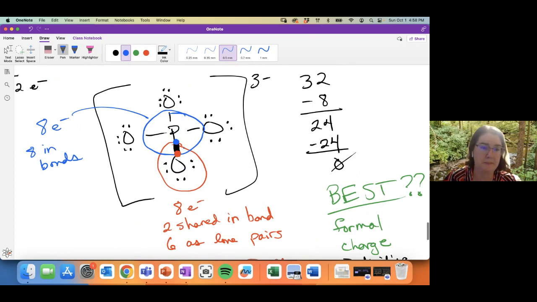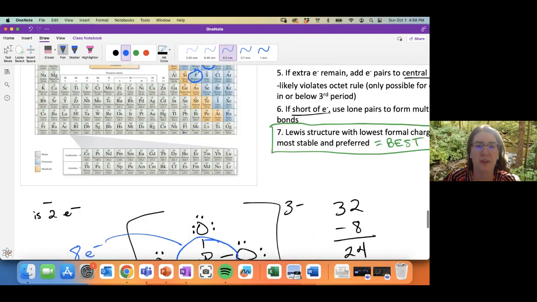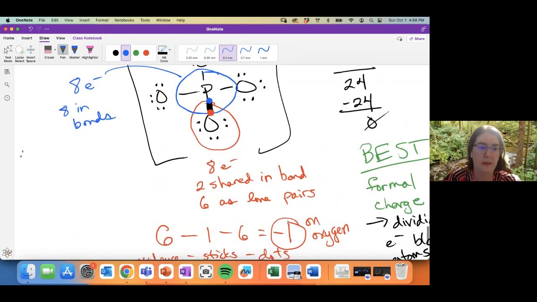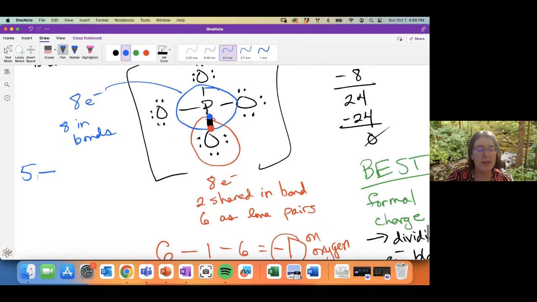Phosphorus, how's the phosphorus doing? Well, phosphorus started off with 5 valence electrons, and it is sharing 8 electrons. Again, we're only going to count half of the electrons in every bond, so we're only going to count 4. So 4 sticks, or half of all of the electrons in bonds around the phosphorus. It doesn't have any lone pairs, so none of those count. That gets me a +1.